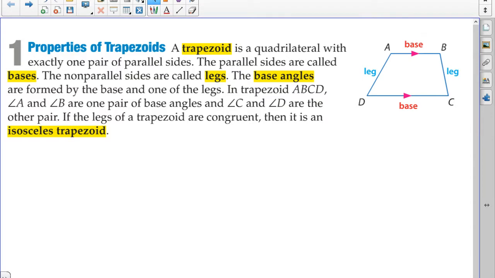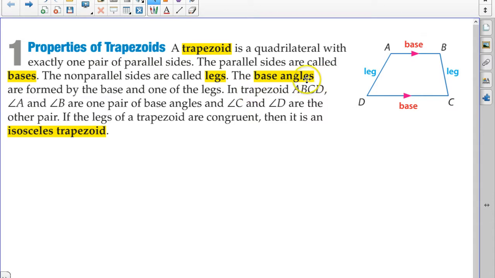Trapezoid definition is a quadrilateral, okay, with exactly one pair of parallel sides. And that's different than a parallelogram, because a parallelogram is exactly two pairs of parallel sides for us. Some textbooks define it differently, but that's not our book. The parallel sides are called the bases. So AB and DC are parallel; they're the bases.